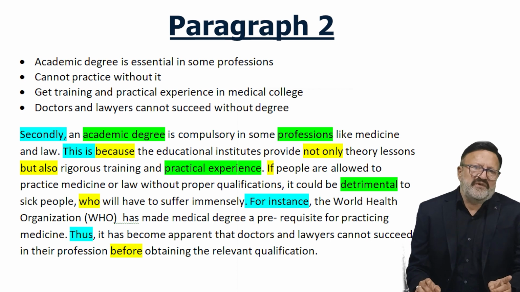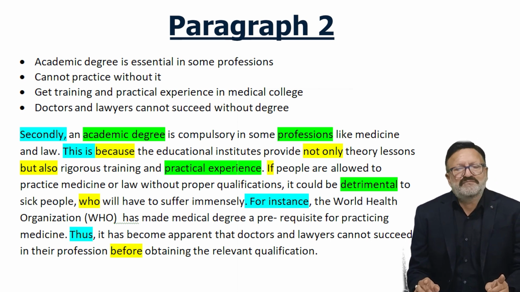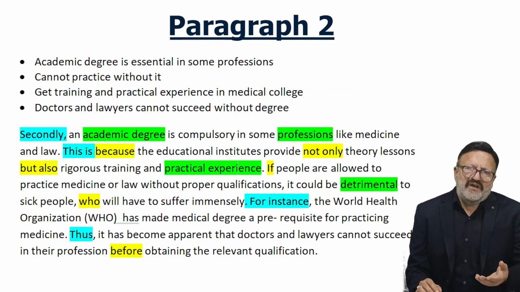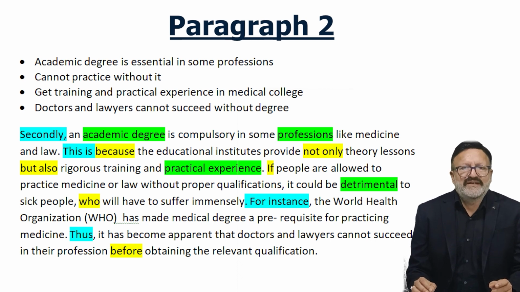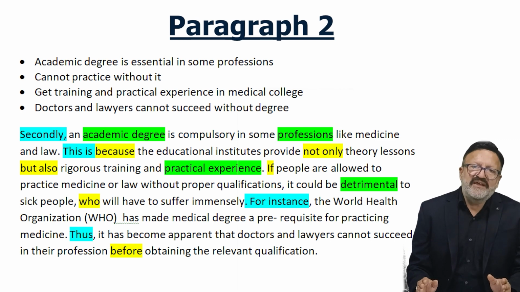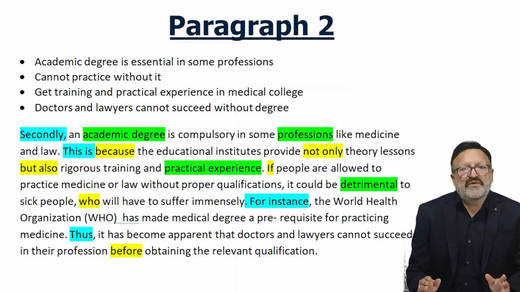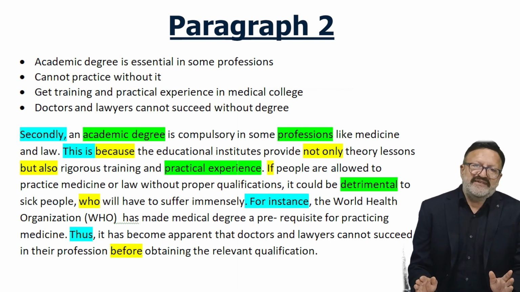So friends, you must have noticed that I have used "if" for the second explanation in both the paragraphs. So it's a nice way to give an explanation that if this does not happen, then this result is likely to happen. So then let us move to the example. For instance, the World Health Organization has made medical degree a prerequisite for practicing medicine. So prerequisite means it has to be there before you can start practicing. It is compulsory.